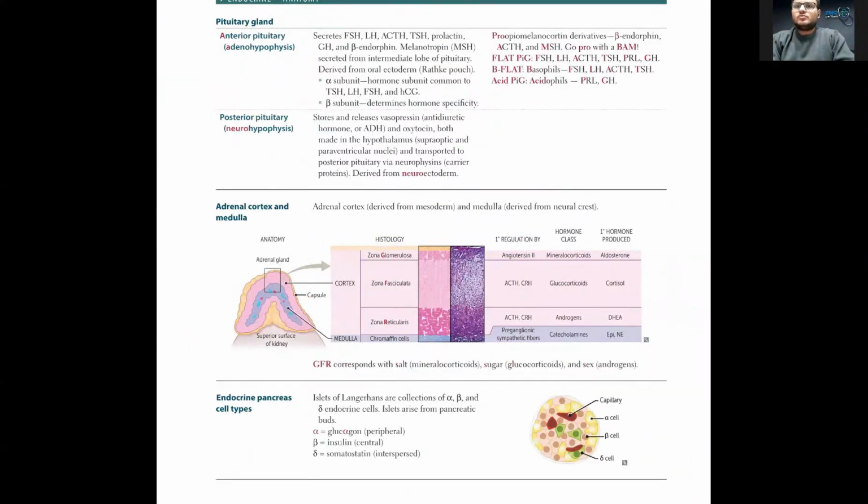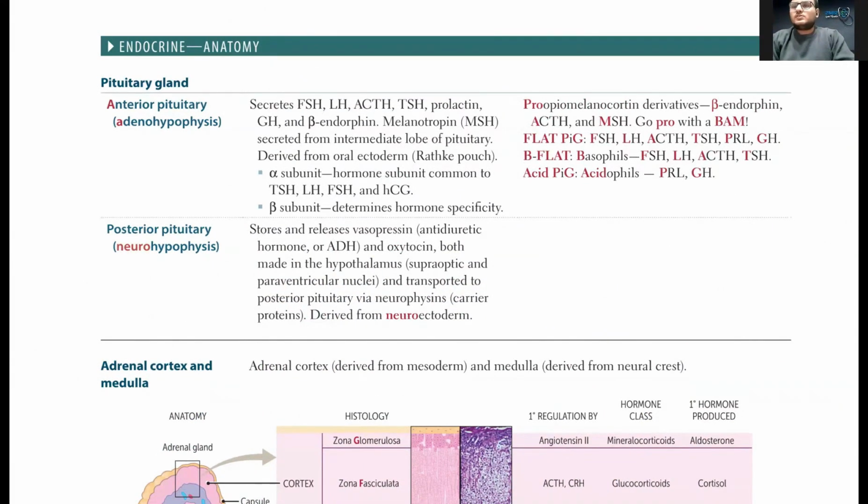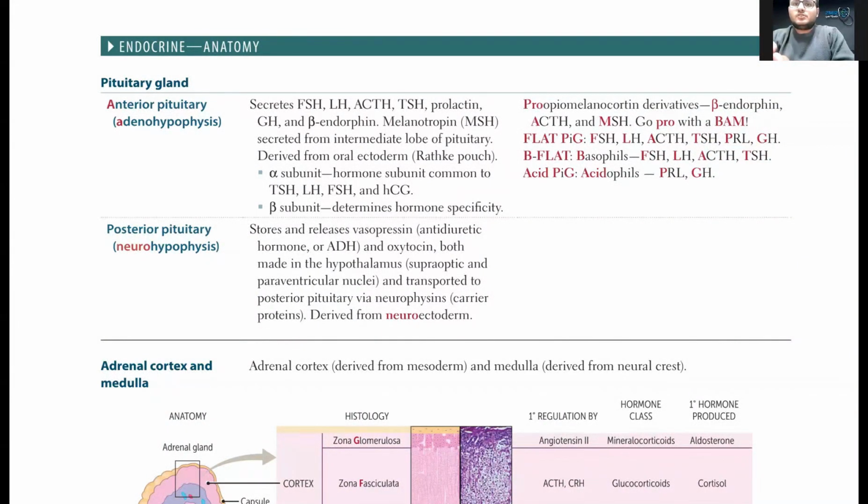Next, we will discuss the pituitary gland. So what are the basics of the pituitary gland? How are the hormones produced? We will now discuss the details of the pituitary gland. So we will discuss the anterior pituitary and the posterior pituitary.